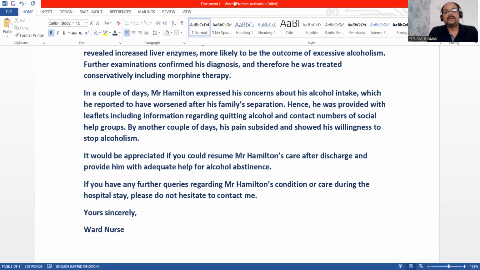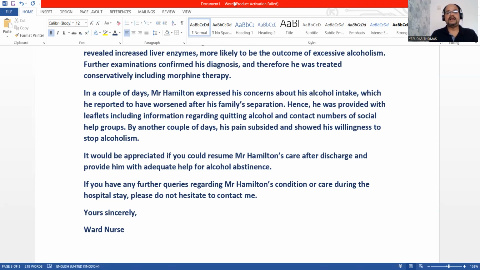And now towards the last, the request paragraph: it would be appreciated if you could resume Mr. Hamilton's care after discharge and provide him with adequate help for alcohol abstinence. So we are going to discharge today. After discharge, you could please resume his care and provide him with adequate help, as he's willing to abstain from alcohol. Please provide him with the necessary help, which is appropriate to the legal standards and also to the medical standards. If you have any further queries regarding Mr. Hamilton's condition or care during hospital stay, please do not hesitate to contact me.